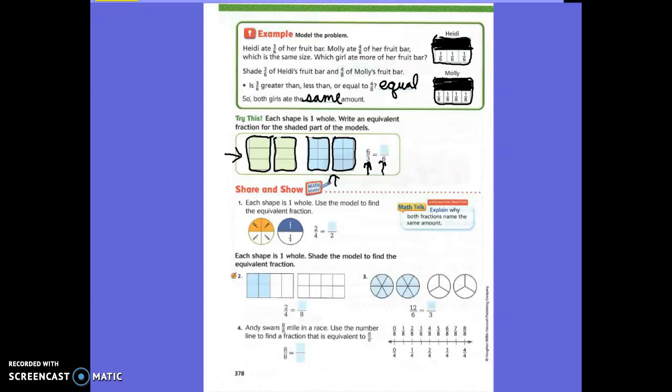Now, how many are shaded for green though, guys? 6. So the numerator is 6 because the top number means how many is shaded. How many is shaded for the blue, guys? 12. So that is 12. That is a what kind of fraction? Fraction greater than 1. Yes, these are fractions greater than 1.